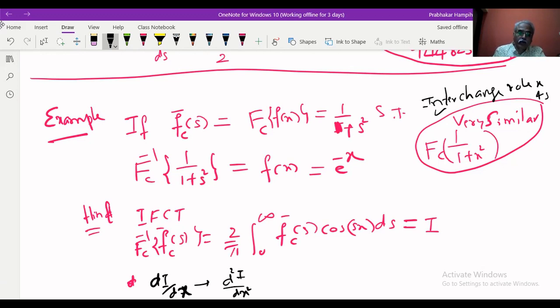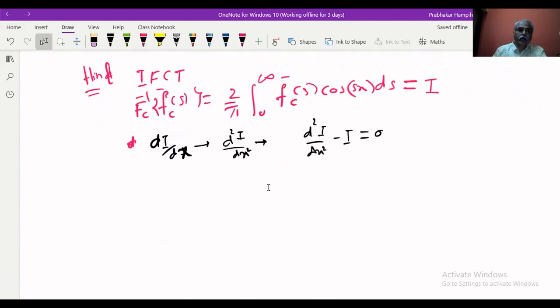So in this example, almost 99% you interchange the role of x and s. So you are going to get a differential equation of the type d square I by dx square minus I equal to 0, very similarly. And if you go on proceeding, you are going to get finally the value of I equal to f of x equal to simply e raised to minus x.